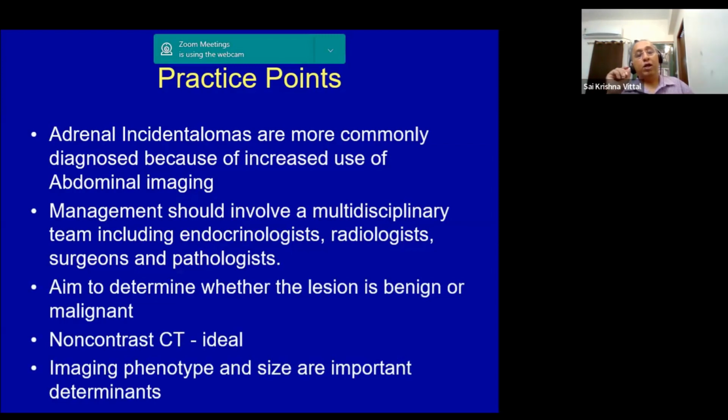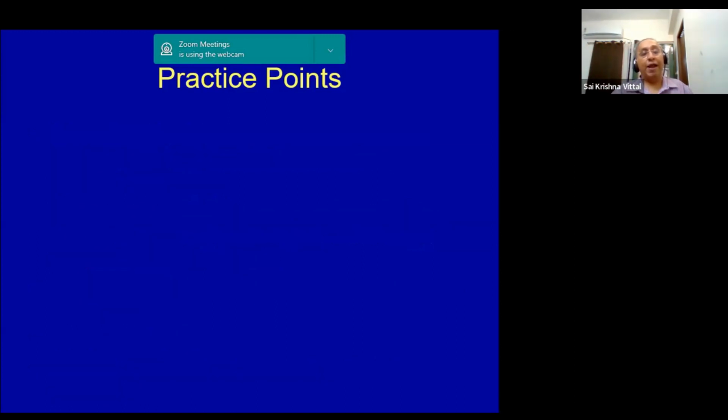The first step is to determine whether the lesion is benign or malignant, for which a non-contrast CT is the best investigation. And what will you see there? You will see the size and imaging phenotype. These are the two determinants which decide whether it is benign or malignant.